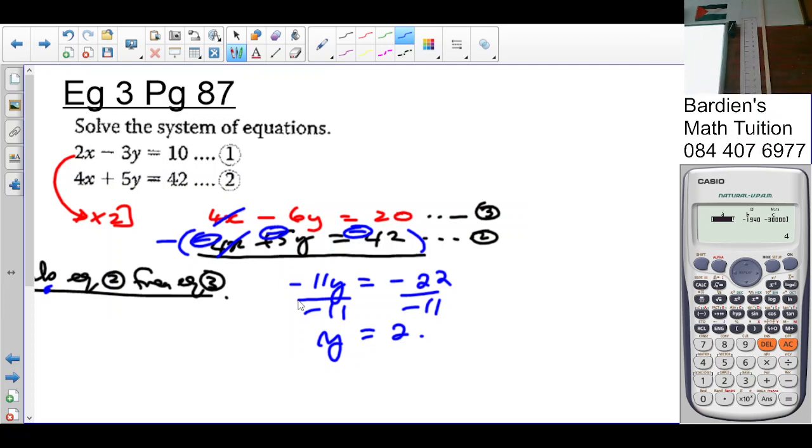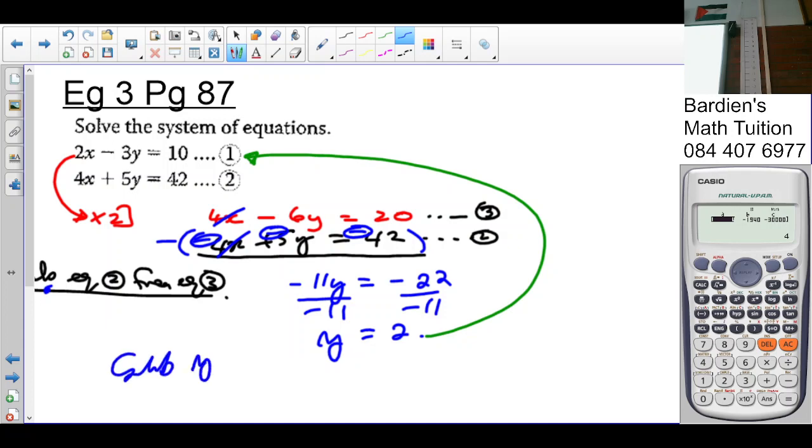Have I done the job? No. So what I need to do is, I'm going to substitute that y is equal to 2 into equation 1. I could have substituted anywhere in equation 1, 2 or 3, because right now I don't have x as the subject of the formula. You guys understand? So let's substitute.